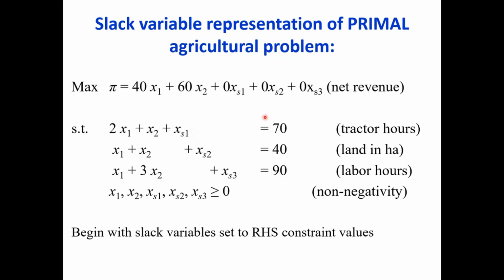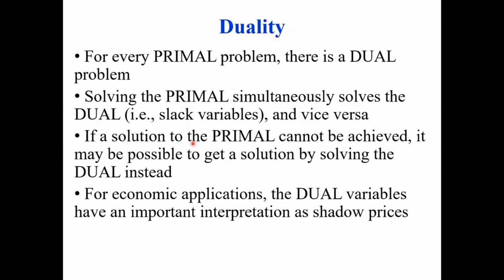So that's how we set up the problem, and notice that slack variables don't contribute to net revenue, but we include them in here nonetheless. So we begin with the slack variables set to the right-hand side constraint values. When we try to solve this problem, we begin with these slack variables set to these values, and then we try to see if we can move away from that, because clearly if the slacks are all set to those values, then we're at the origin when we begin looking at the problem. Now, we will do that in the next set of lectures, but for now, let's look at duality.